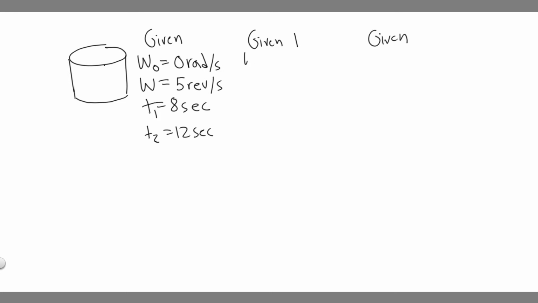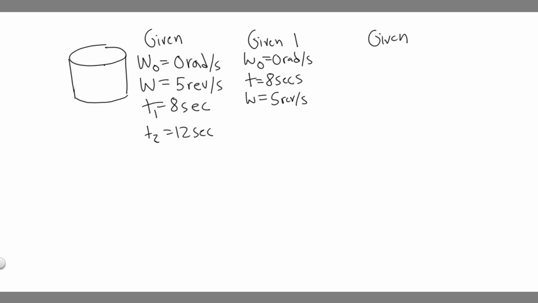What do we know about the initial interval? It's in radians per second. It's starting from 0, so the initial angular velocity is 0, because it's starting from rest. And then it's going to go for 8 seconds, so the time is 8 seconds. It's going to spin for 8 seconds, and then it's going to reach an angular velocity, omega, of 5 revolutions per second. Okay, and that's basically it for this interval.